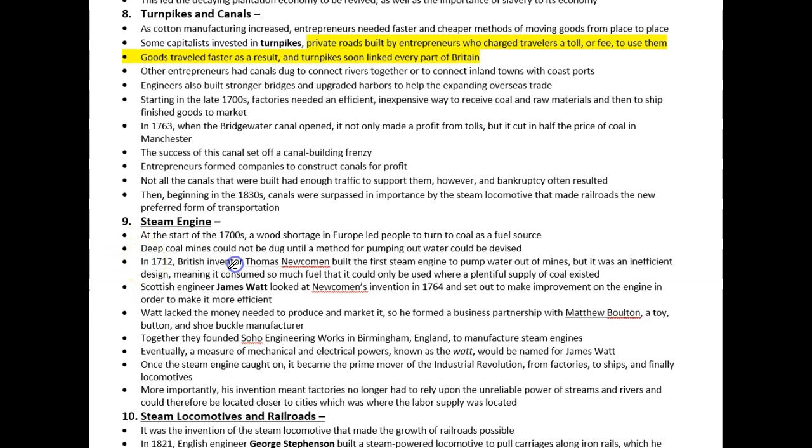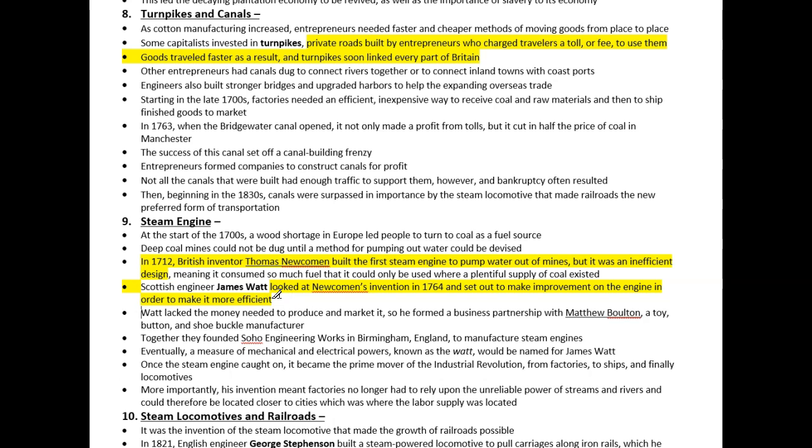So we'll include all of this. Okay. And I'm going to also add that it was an inefficient design. Okay. Scottish engineer James Watt looked at Newcomen's invention in 1764 and set out to make improvement on the engine in order to make it more efficient. Okay, so we're going to add that.